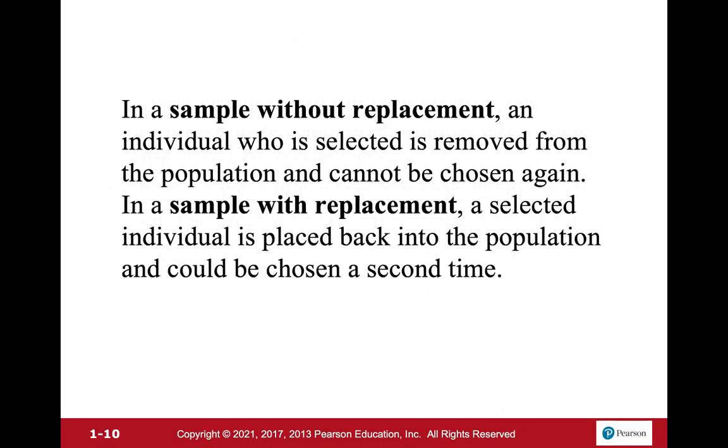All right, so in a sample without replacement, an individual who is selected is removed from the population and cannot be chosen again. In a sample with replacement, the selected individual is placed back into the population and could be chosen a second time.